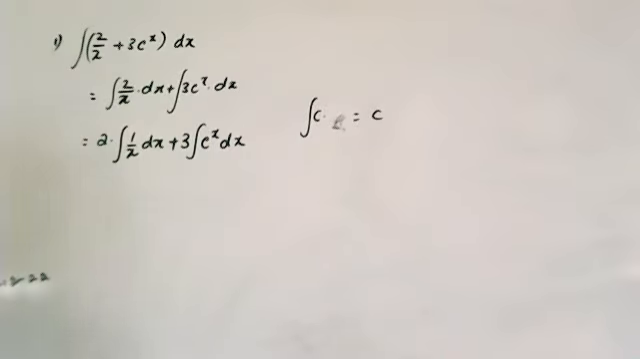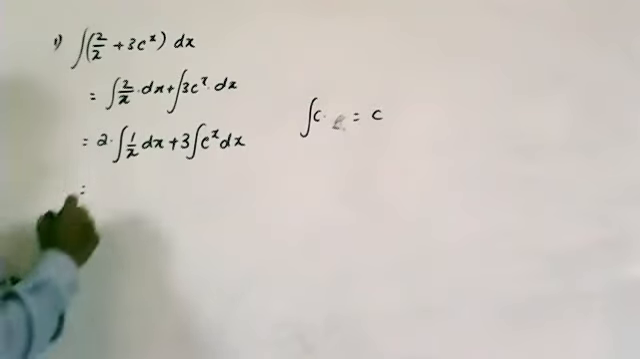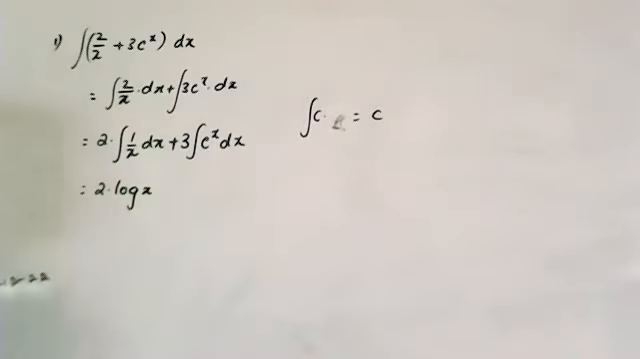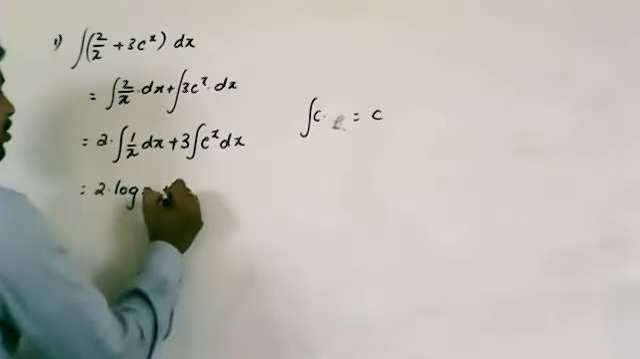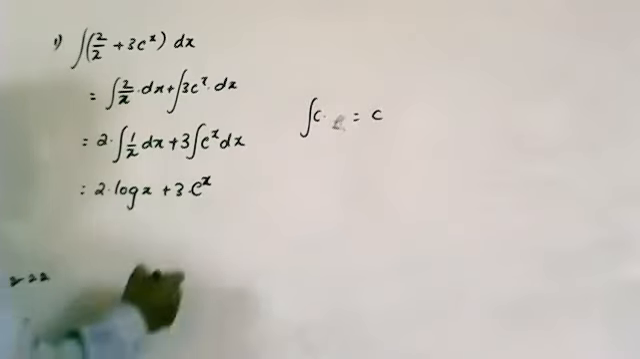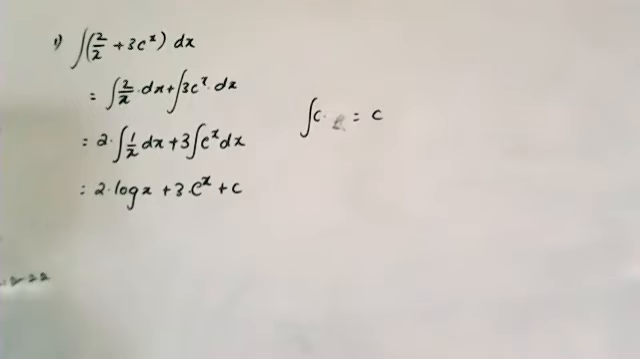Now integration of 1 by x dx value is how much? Integration of 1 by x dx. Yeah, 2 into log x. Or equal to 2 into log x plus 3 into integration of e power x dx is e power x only. So if you want to add the integration constant, the integration constant is c. So what does the integration constant mean? Integration constant is c. Are you clear? So this is the first question.